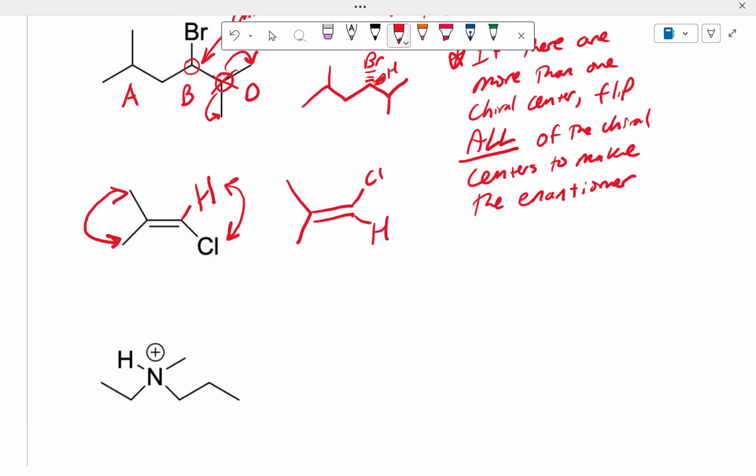Is that any different? I'm just gonna pause for a second. I want you to look at that. Is that a stereocenter? Let me give you a hint. Flip this molecule over. What do you get? You get right back to the original one. So these two structures are identical.